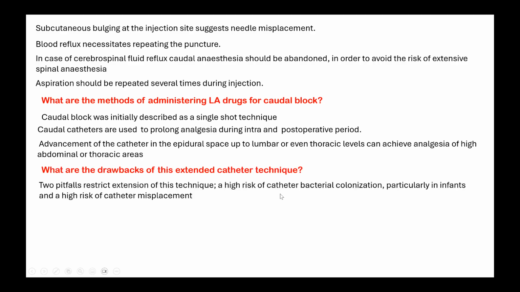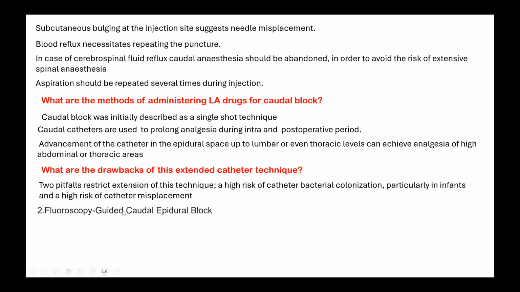The one is it can cause an infection. Bacterial colonization is very common because you are going from an area which is close to the perineal region. And the other one is the catheter can migrate through the intervertebral foramen, get caught somewhere, and removal may be very difficult, may get cut, or it may migrate and produce no block at all at that level.